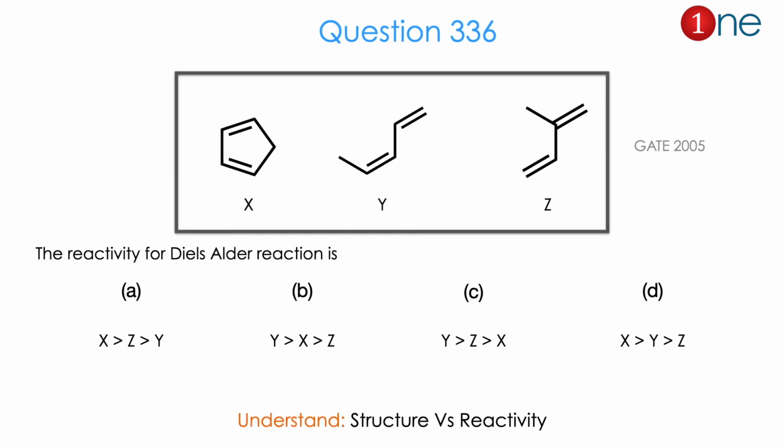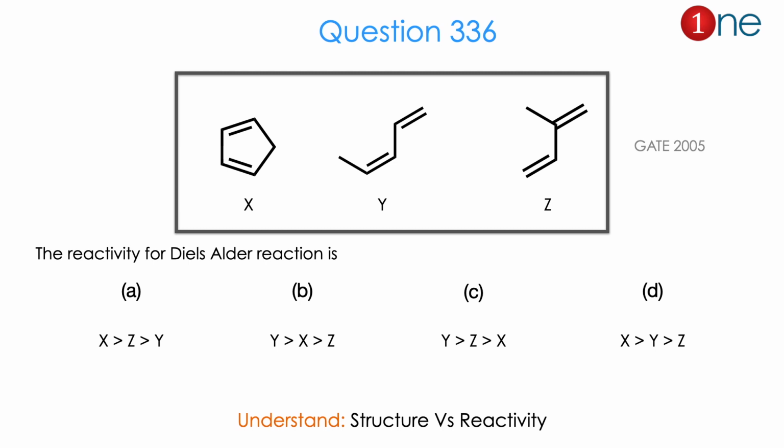Let us see the first question. They are given 3 different dienes. The first one is a cyclic diene, where the double bonds are conjugated. In the second one, a trans diene, one methyl group is attached there. Z is also a trans diene with a methyl group. Here they ask you to find the reactivity in the Diels-Alder reaction. It is a diene, it will react with a dienophile. You have to find which one reacts faster and which one reacts slower.